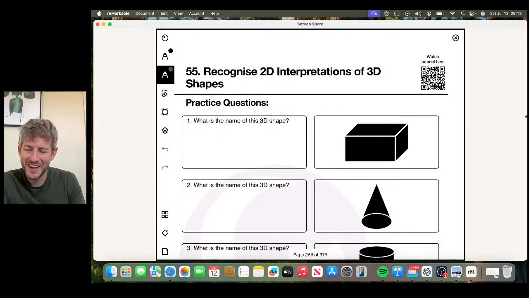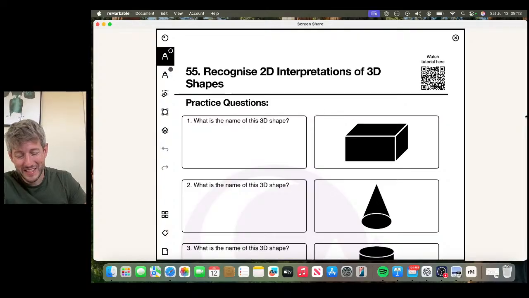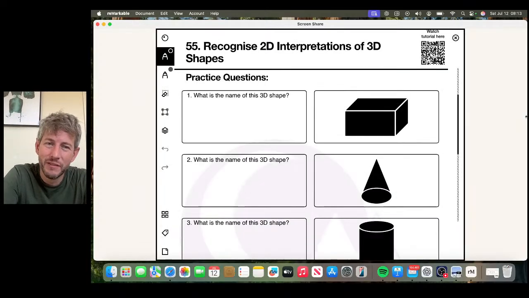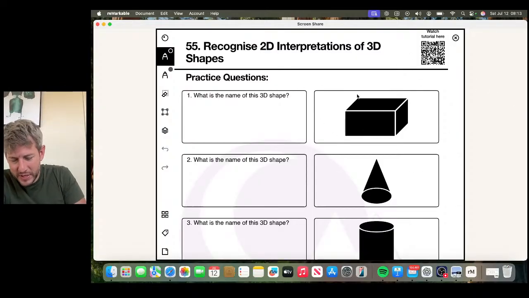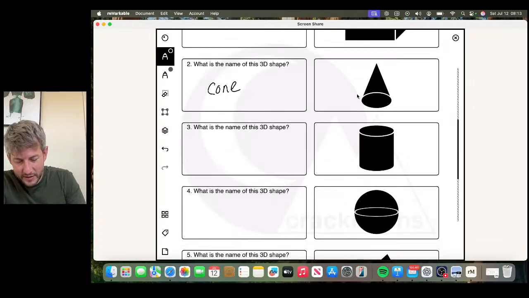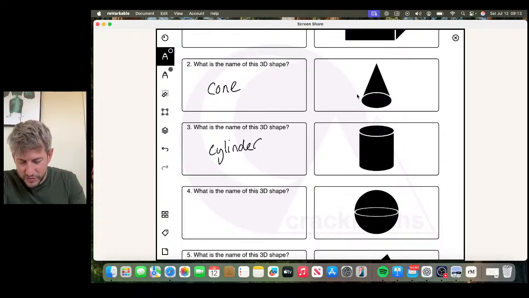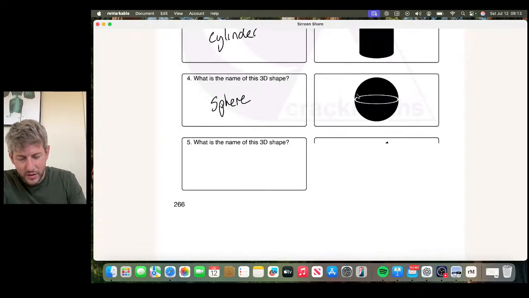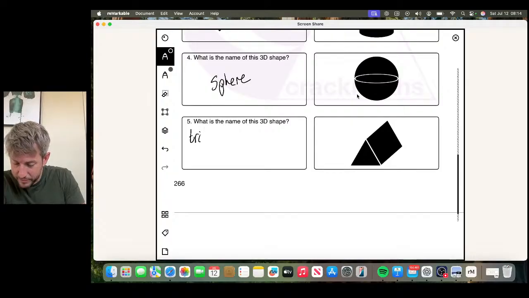And now we can move on to another lovely topic. This topic is just about practicing the names of the shapes. You're going to see a lot of diagrams in functional skills maths, and you just need to know what they are. So this one is meant to be a cuboid. This one is a cone. This one is a cylinder. This one is a sphere. This one is a triangular prism.